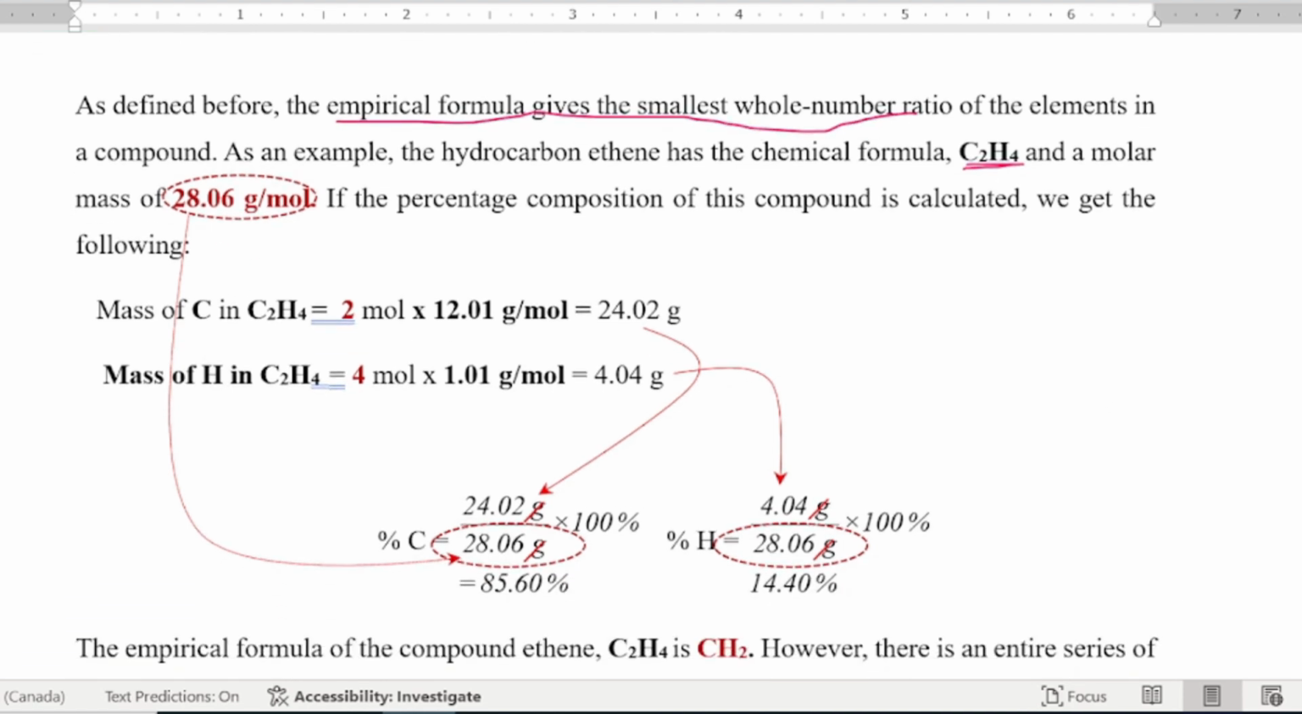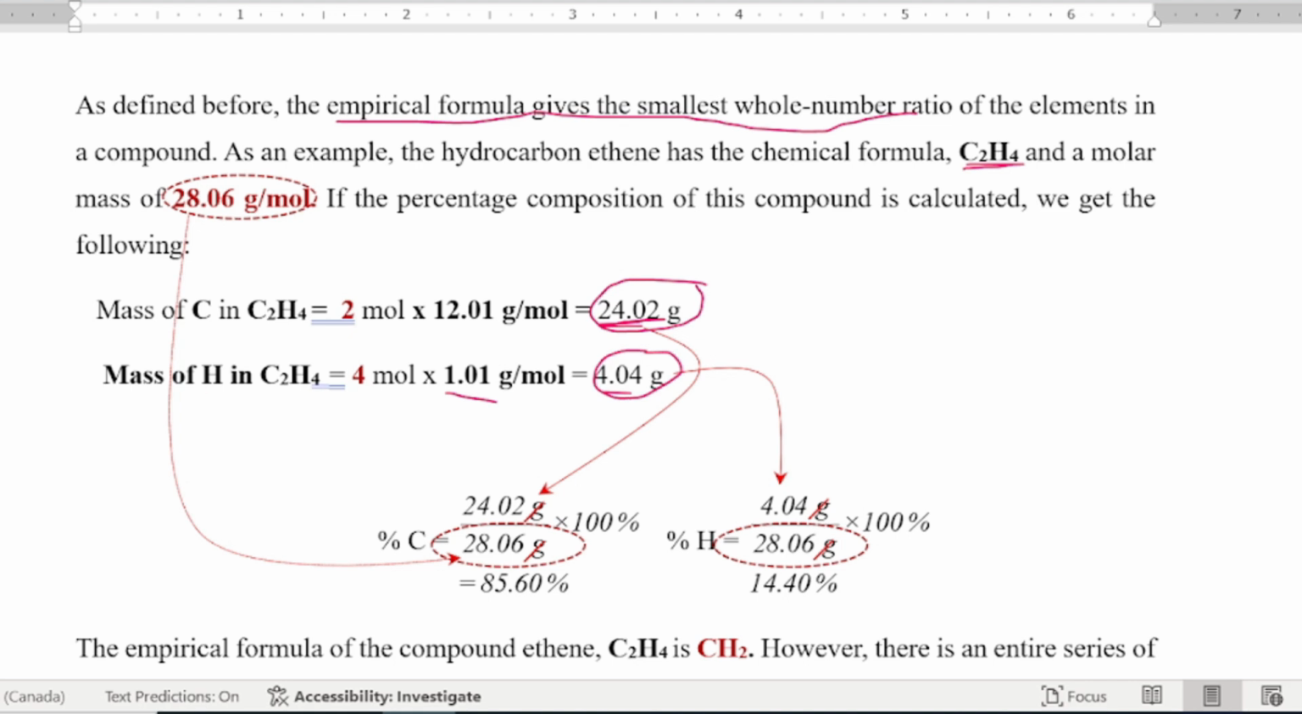First, we find its molar mass by adding up the mass of the carbon atoms and the mass of the hydrogen atoms. In this case, you see that carbon is contributing 24.02 grams and hydrogen is contributing 4.04 grams. Then the percentage composition can be found as follows. You take 24.02 grams and divide it by 28.06 grams, which is the molar mass of the compound, times 100%, and you'll get that for carbon.